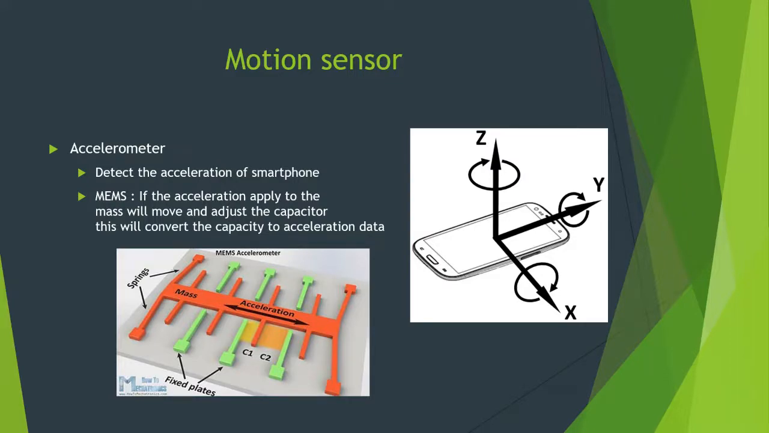So for the smartphone sensor, first is the motion sensor. I use two kinds of it. First is the accelerometer, which can detect the acceleration of the smartphone. It has MEMS. The concept of it is that if acceleration is applied, the mass will move and adjust the capacitor. This situation will convert the capacitance to acceleration data.